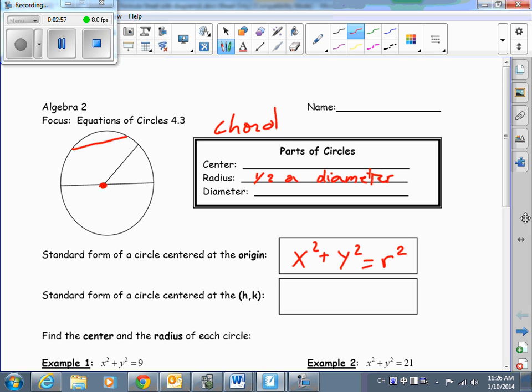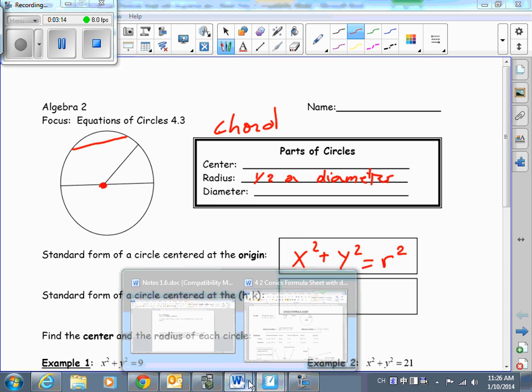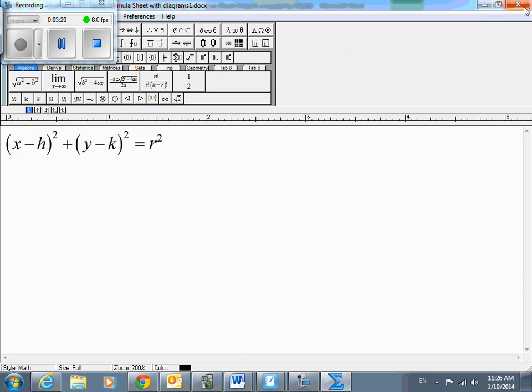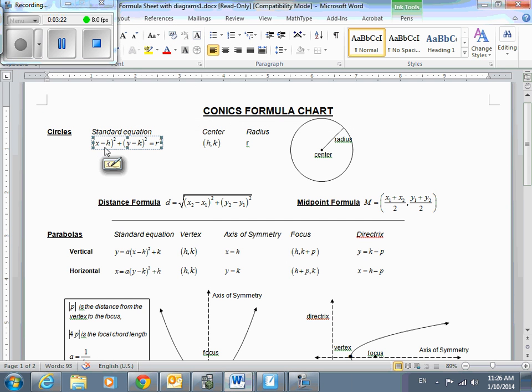Now, the standard form of a circle centered at HK is on your blue paper. You will have the blue paper on any test or quiz. By the way, your next quiz is on Friday. Next Friday. Do I need to write it? I think you should copy it yourself. It's right here. Write it down, guys.